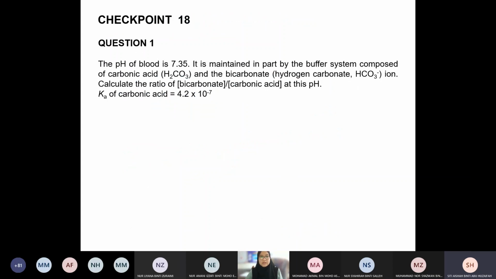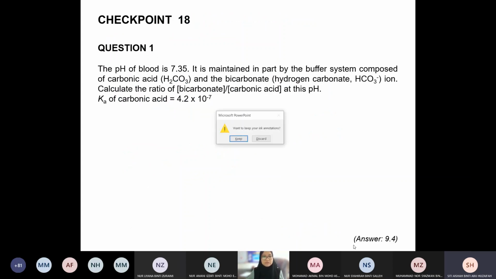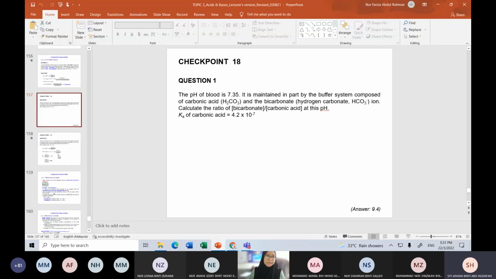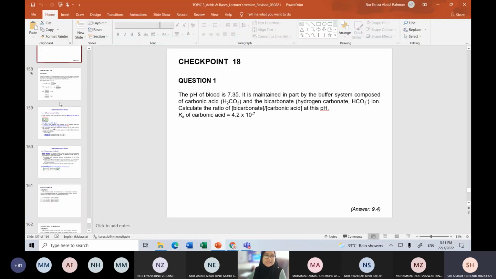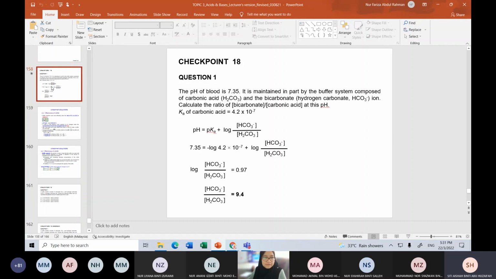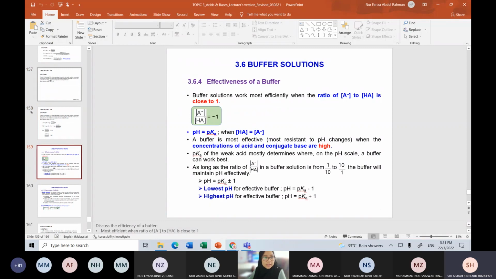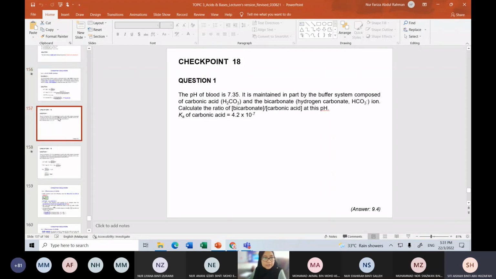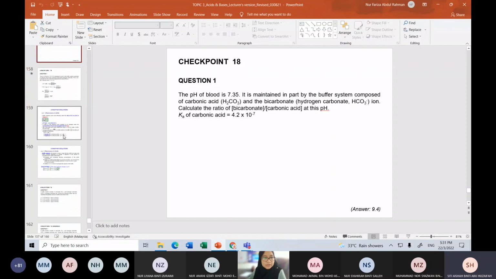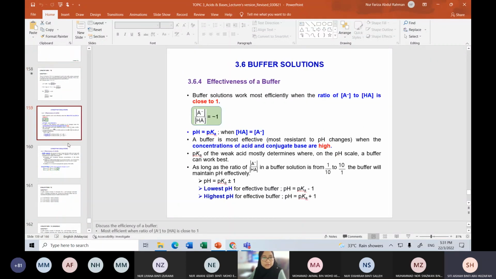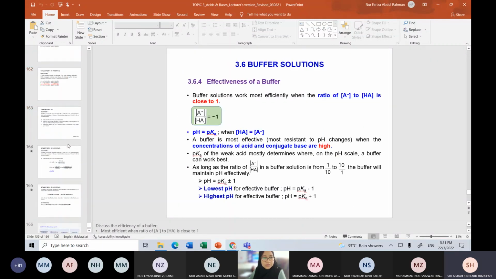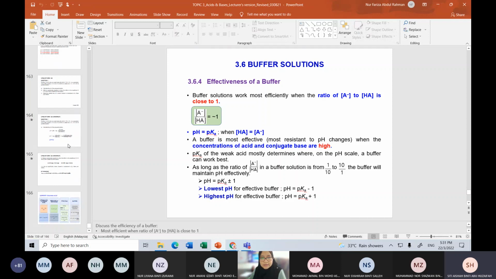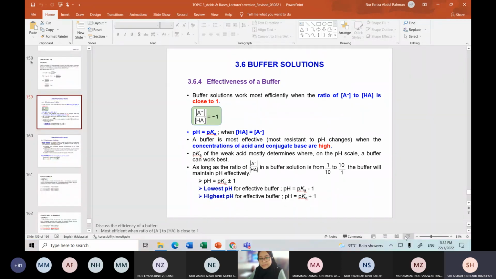Since we are running out of time, try to complete this checkpoint at home. I need to finish a few more slides for this chapter. So please try it. We have checkpoint 18. Only this one, one more question, and then let's proceed to effectiveness. There are so many slides.